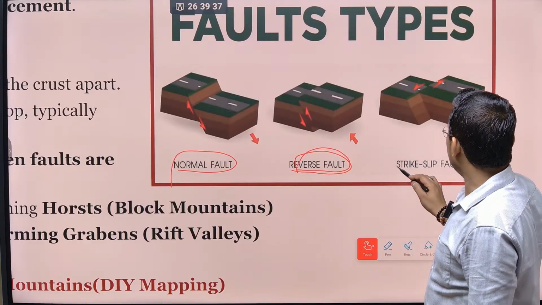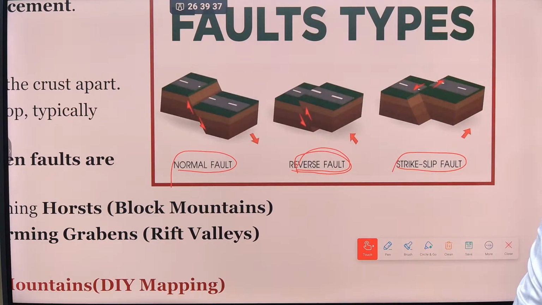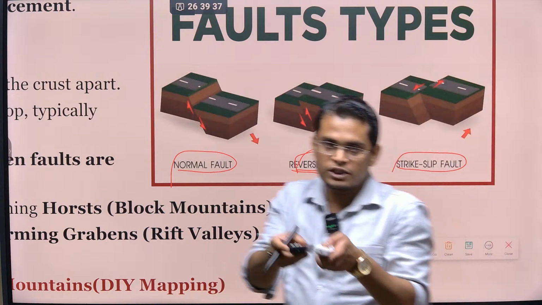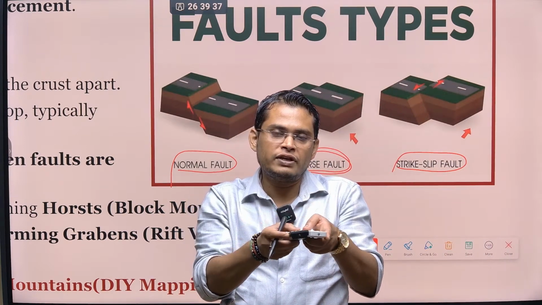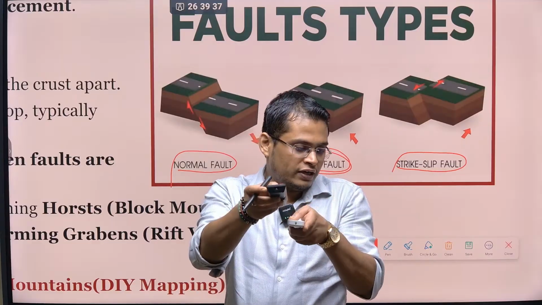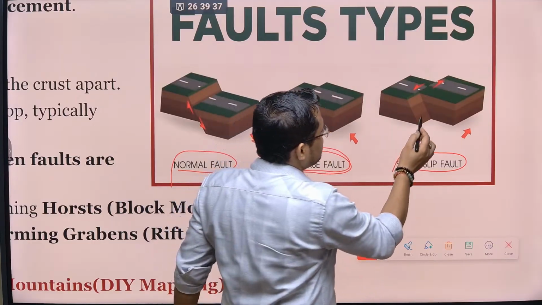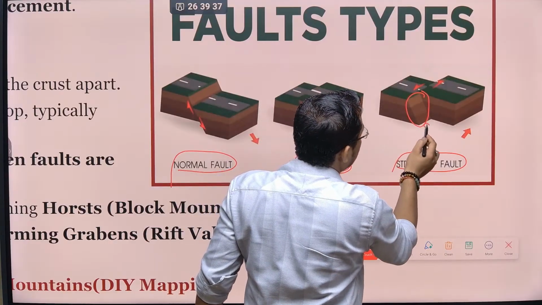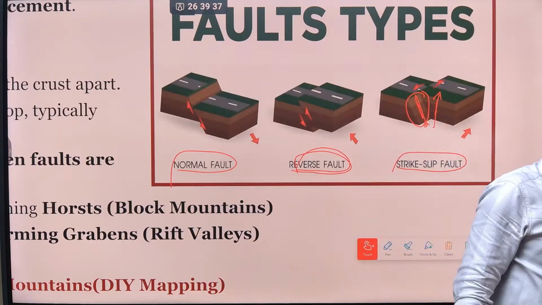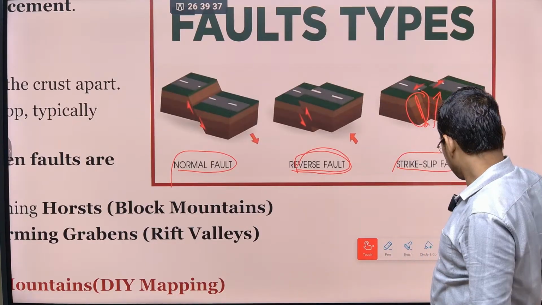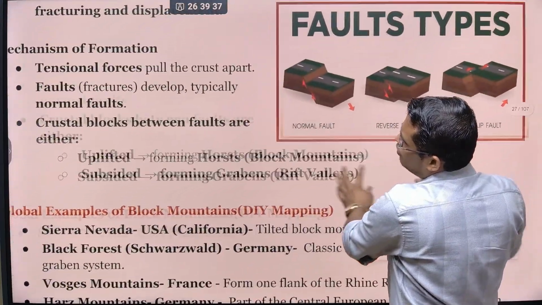Sometimes the strike-slip fault also happens. For example, if both these plates are pushing one another, instead of anyone rising and falling, if they are moving like that, this creates a fault. It's called strike-slip fault. And if you stand here and look, it will look like a mountain here also. So there are three types of fault mountain. There are other categories as well, but this is what you have to understand. No need to know more than that.